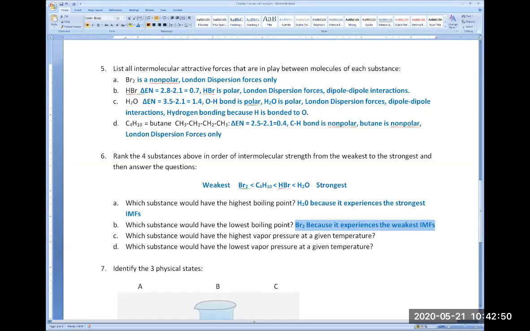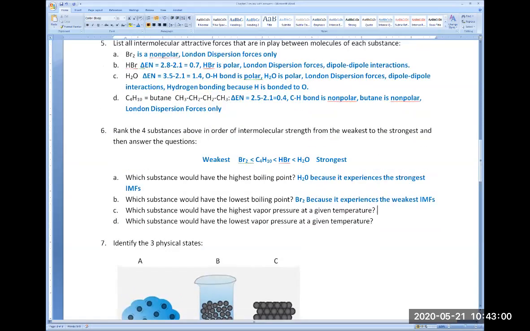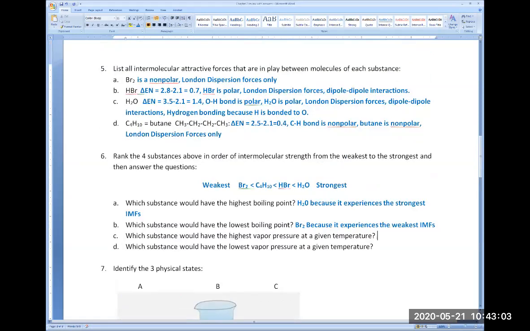So which substance would have the highest vapor pressure at a given temperature? So remember what vapor pressure is. Let's say, for example, you have a liquid in a beaker, and the vapor pressure is the gas phase that is above the liquid, and we call that the vapor pressure. All liquids have it, but some will have more than others. And so the way to decide that is, if it's easy to get into the gaseous phase, then you will have a higher vapor pressure.